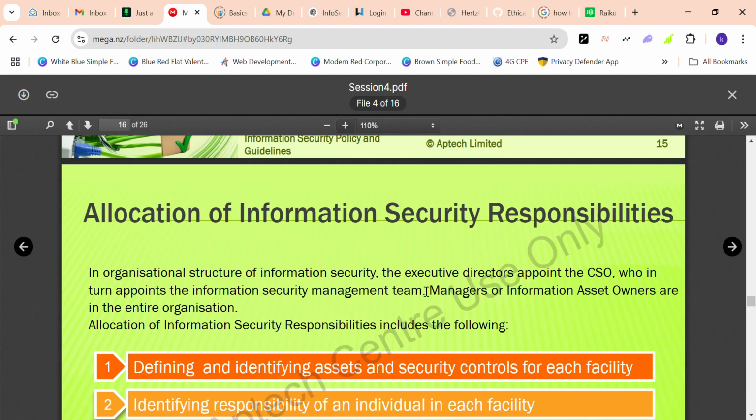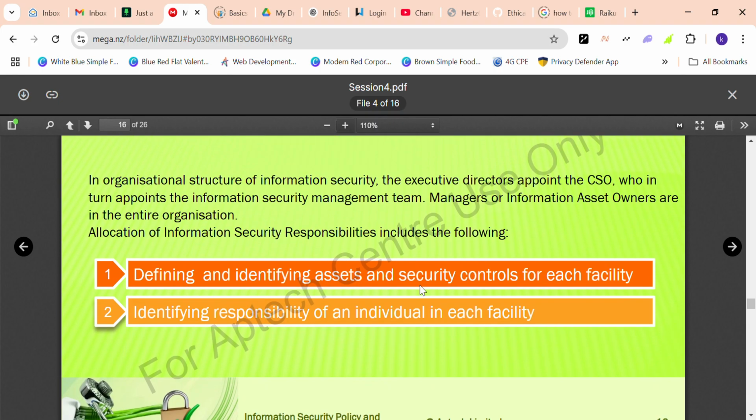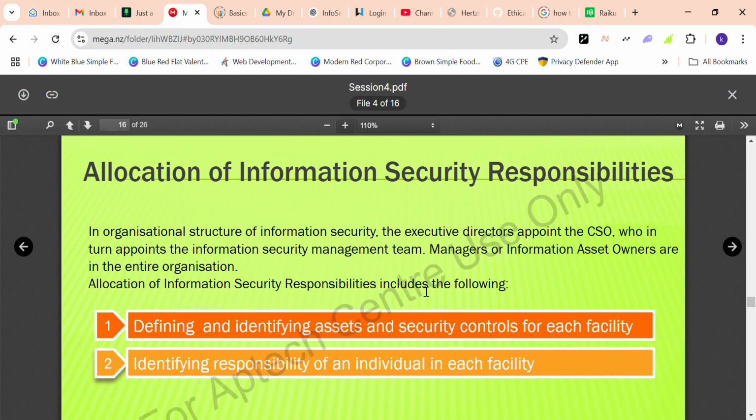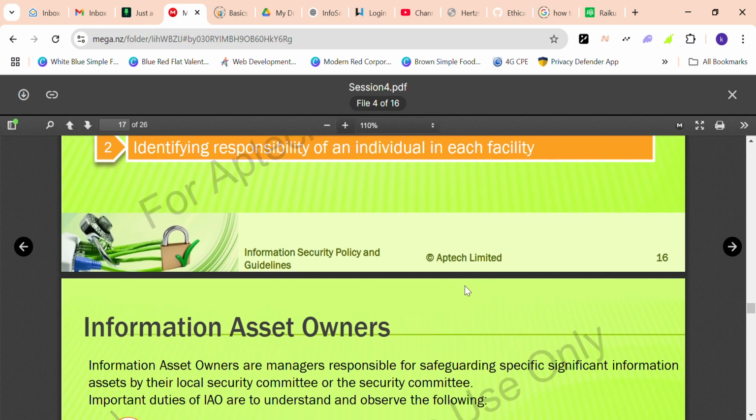Now, allocating responsibility: defining and identifying assets and security control for each facility, each department, and then identifying responsibility of an individual in each facility. If you are given a task, each department has their own task to accomplish. The first thing is for you to identify each facility that is going to participate in the task. After that, you identify individuals whose role pertains to that task and pick them in their facilities to carry out the task. This is how to allocate responsibilities to each staff.